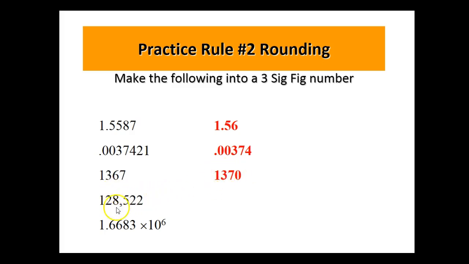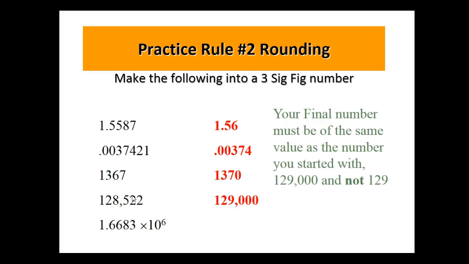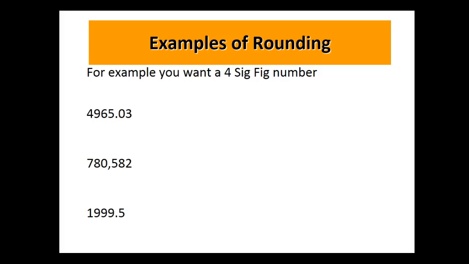For this one, we're going to focus on the 3rd one. This is 5 or above, so we're going to round up, and our final number is going to be 129. And again, there isn't 6 significant figures here. There's only 3 because there's an implied decimal here. Here we're going to focus on the 3rd significant figure, which is this one. The 8 is above 5, so we're going to round up. So it's going to be 1.67 times 10 to the 6th power.